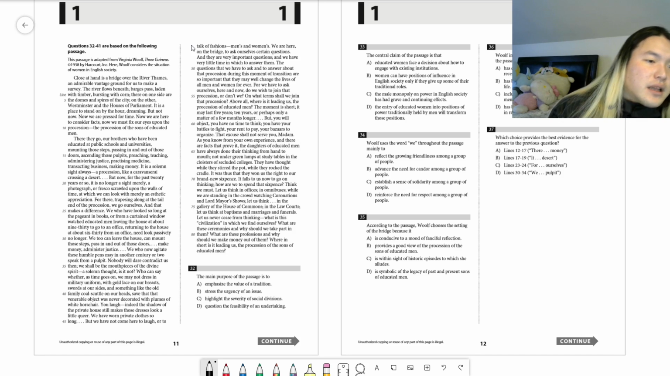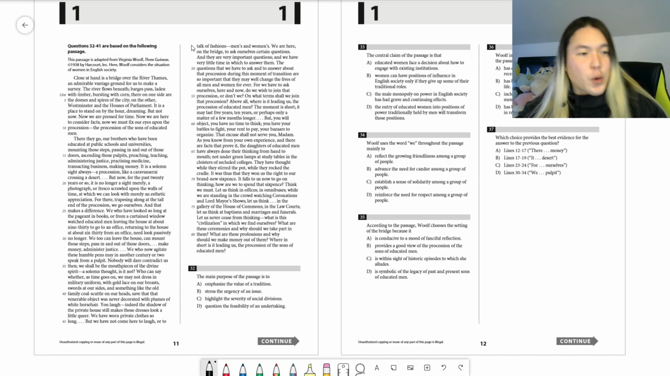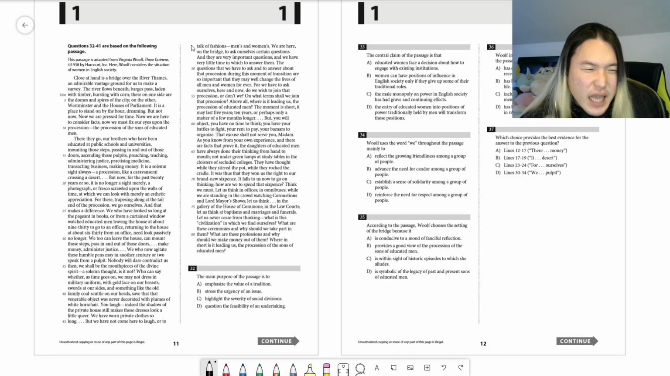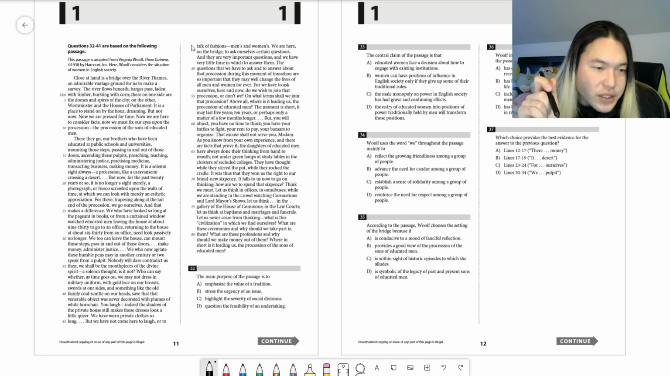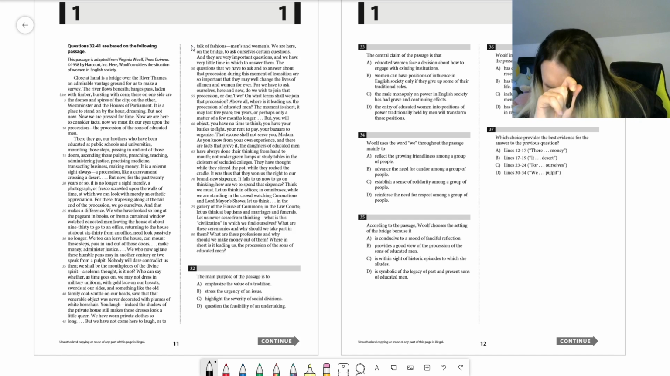Think we must. Let us think in offices, in omnibuses. While we stand in the crowd watching coronations and Lord Mayor's shows, let us think in the galleries of the House of Commons, in the law courts. Let us think at baptism and marriages and funerals. Let us never cease from thinking. What is this civilization in which we find ourselves? What are these ceremonies and why should we take part in them? What are these professions and why should we make money out of them? Where in short is it leading us? The procession of the sons of educated men.